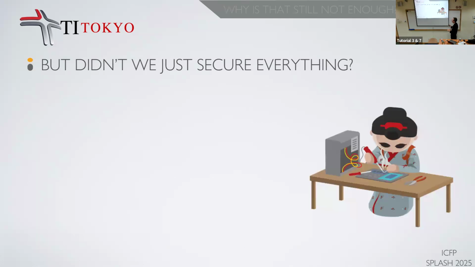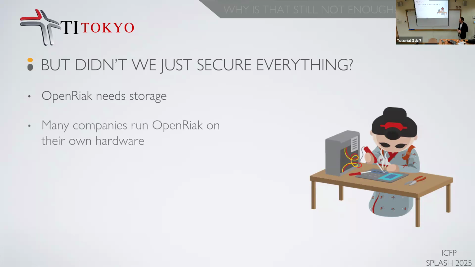Right. And what else do we have? So, another classic one with OpenRiak. OpenRiak, like pretty much every other database in the world, needs storage. We need to keep your data somewhere. Many companies run OpenRiak on their own hardware. Can we see where we're going?